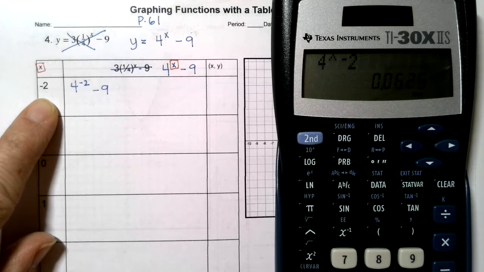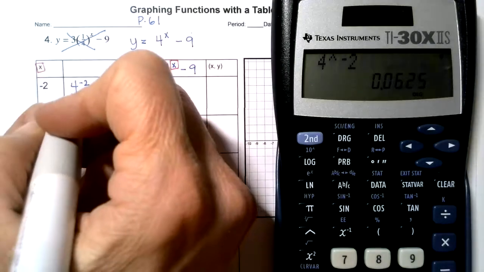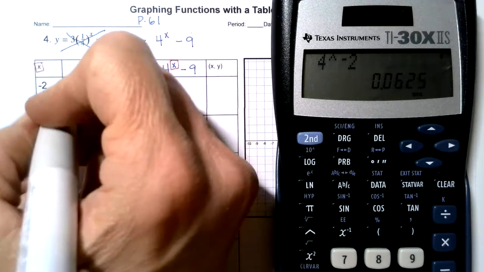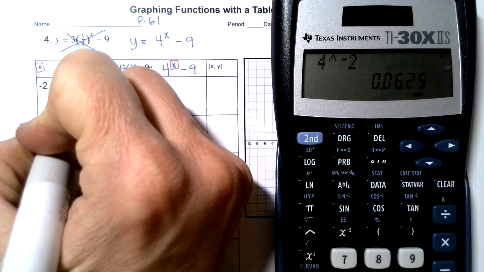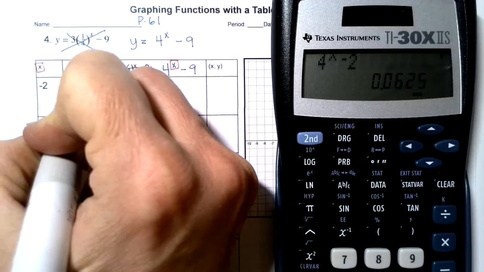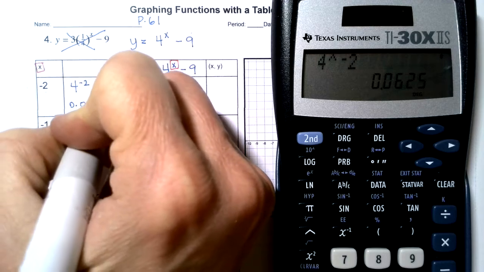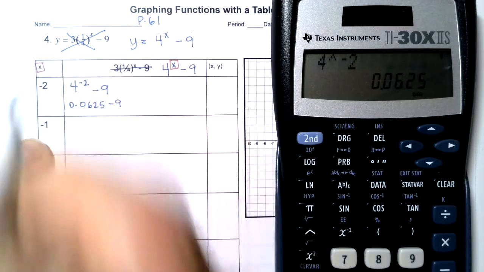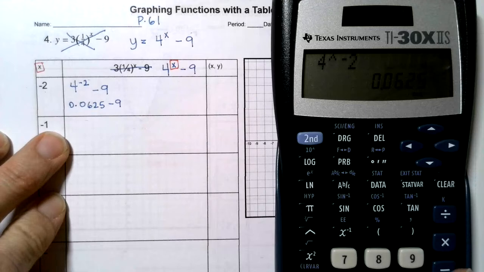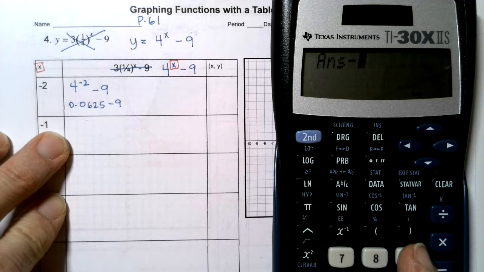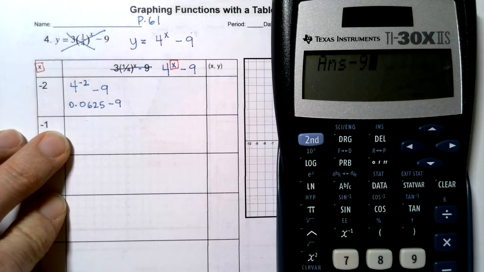And you see that we get 625 10,000ths. So a tiny value. It's actually 1/16. And so I'm going to write that here. 0.0625 minus 9. And on your calculator, you still have that value stored there. So you don't want to clear that out and retype that. You just want to hit subtract 9. And so it's going to take 9 from that previous answer. And so we're subtracting a much bigger number, which is going to make our answer negative.